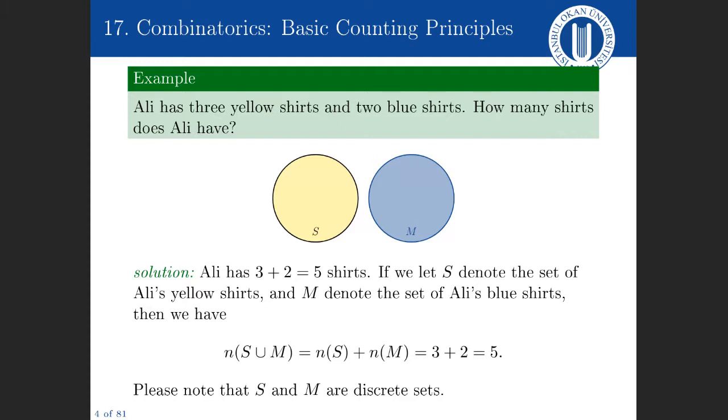So for example, let's suppose Ali has 3 yellow shirts and 2 blue shirts. How many shirts does Ali have? We know that there's 3 yellow shirts and we know that there's 2 blue shirts. Because a shirt can't be both yellow and blue, we just add these numbers together. So clearly Ali has 5 shirts. The formula is the number of elements in S union M is the number of elements in S plus the number of elements in M. And because a shirt is not both yellow and blue, we don't subtract anything.